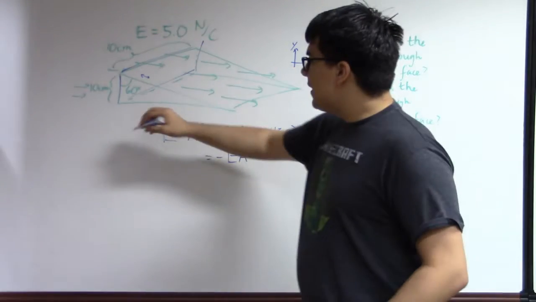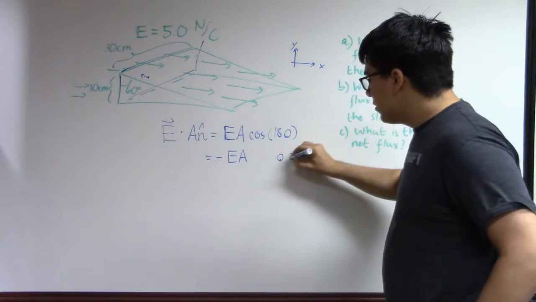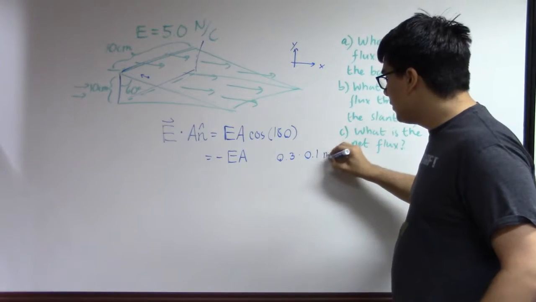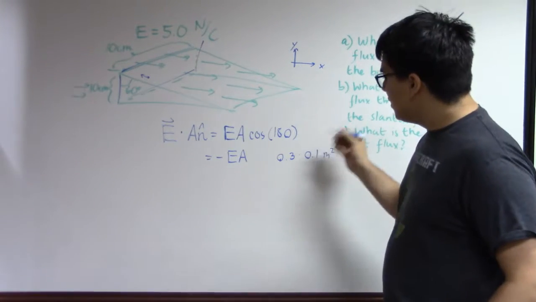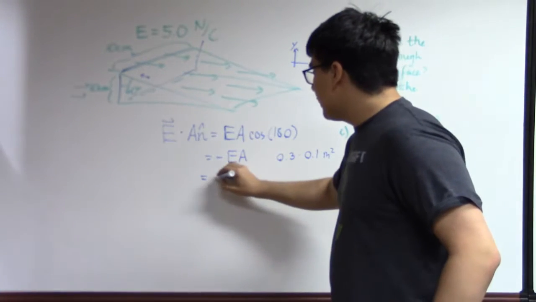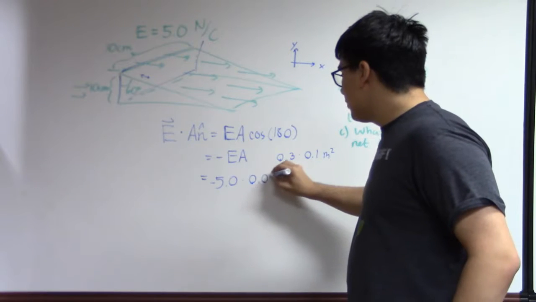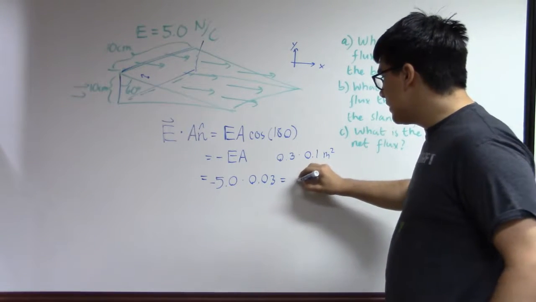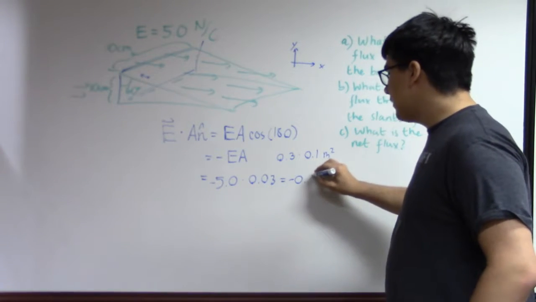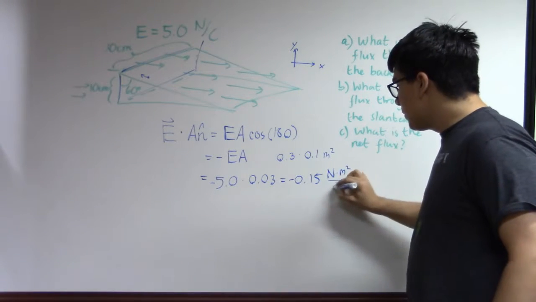The area of this face is going to be 10 centimeters times 30 centimeters, which is going to be 0.3 times 0.1 meters squared, or 0.03 meters squared. So we end up getting -5.0 times 0.03, which is going to be -0.15 Newton meters squared per coulomb.